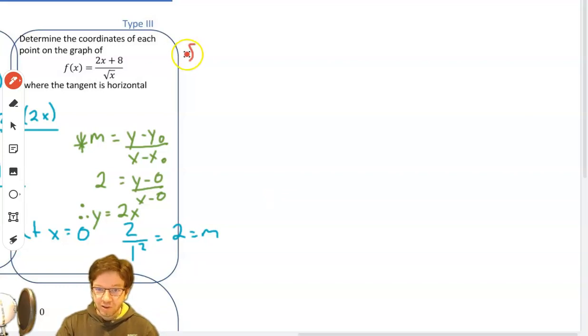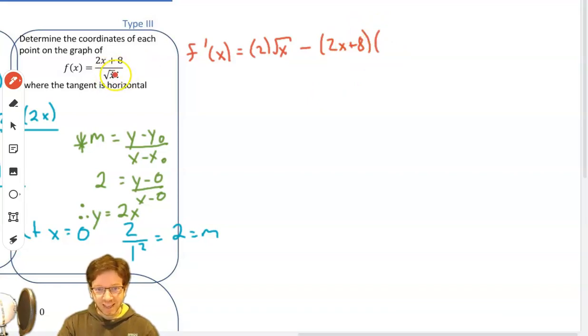So f prime of x, and we're going to use the quotient rule. It's going to be the derivative of the numerator, which is 2, times the denominator, root x. Subtract the numerator, 2x plus 8, right, times the derivative of the denominator. And you can think of this as x to the 1/2. So first multiply by 1/2 times x, and subtract 1 from the exponent. So 1/2 minus 1 is negative 1/2. And then divide that by the denominator squared. So the root of x squared, which is just going to give us x.